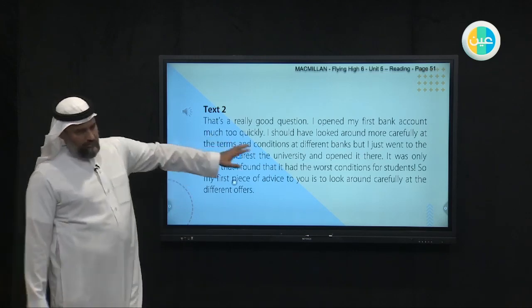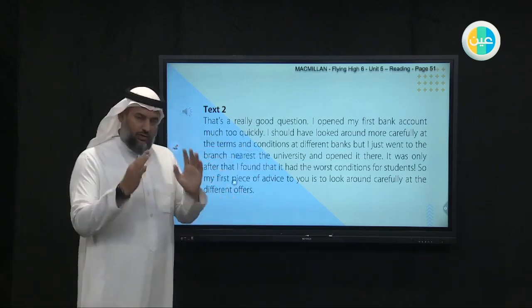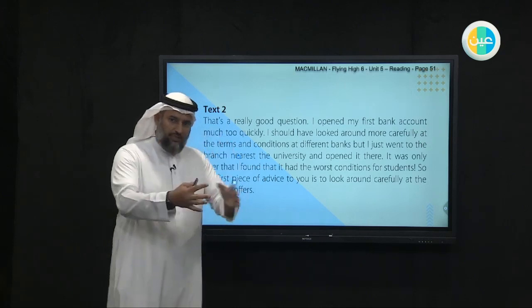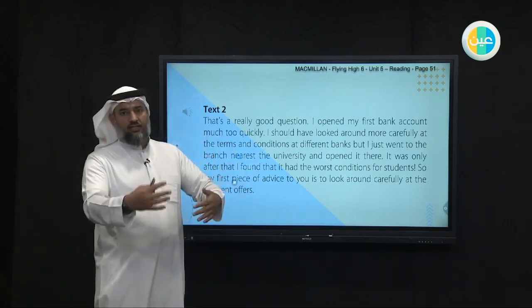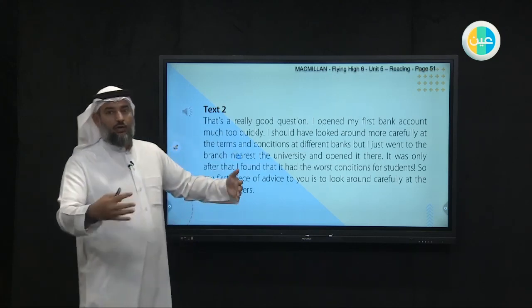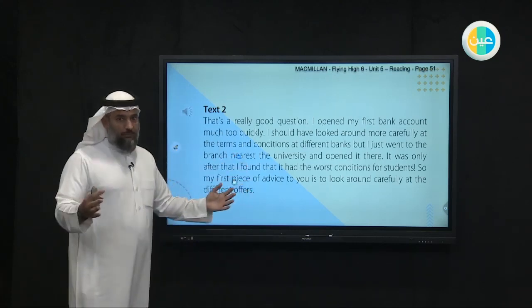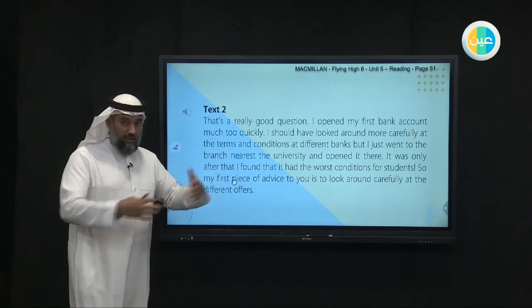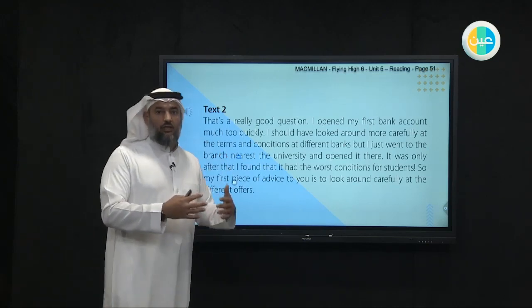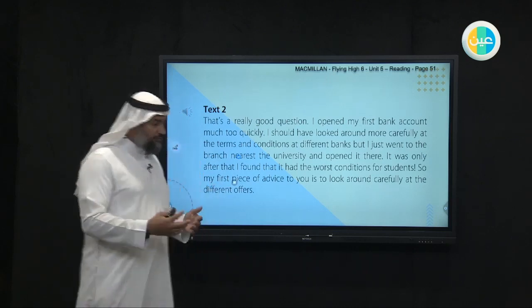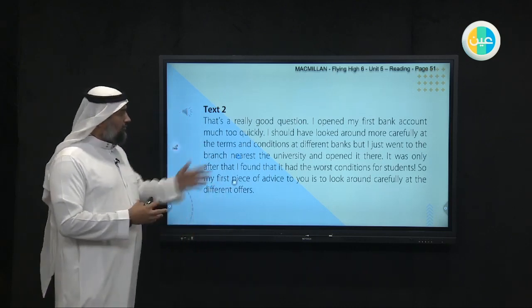Okay, in this one, he is given advice that you should look carefully. You don't go to the first bank and then open up an account. You should look first. You should look at the second bank. Look for the best offer. He made a mistake by opening at the first bank that he went into, and he got really fined for a lot of money. The bank took a lot of money from him.